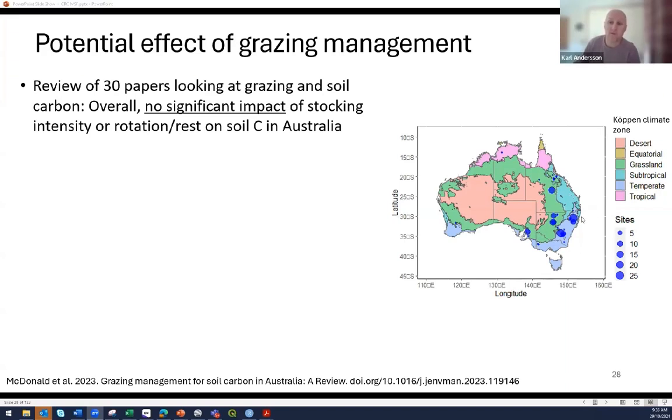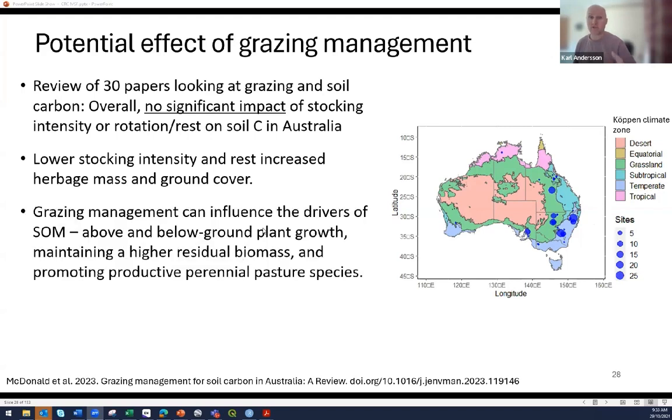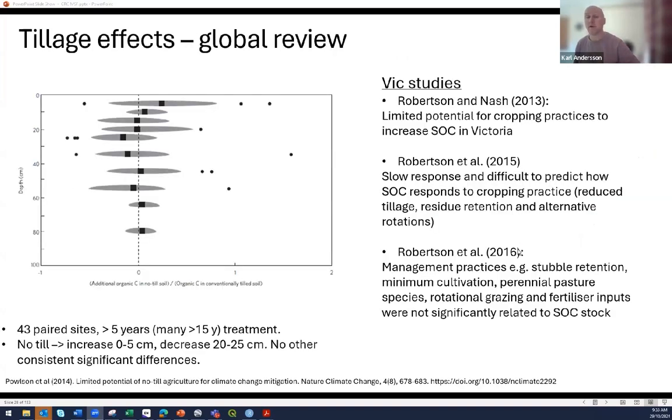Grazing. What can grazing practices do? Sarah McDonald looked at a whole range of papers recently, published it last year, and found that of all the grazing practices, there's no consistent effect on carbon levels. Definitely on biomass, but actually staying in the soil wasn't maintained.